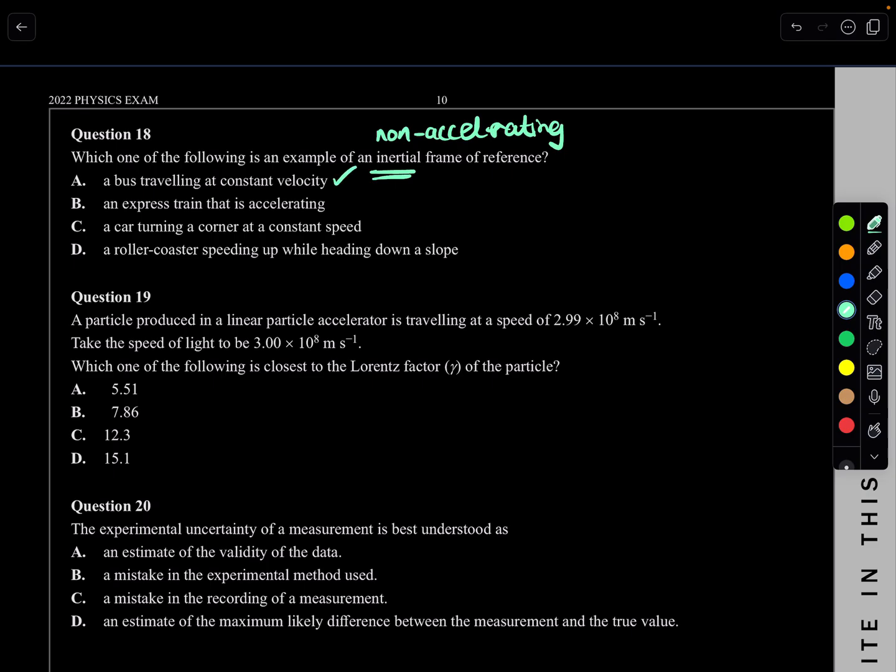An express train that is accelerating. Wrong. We don't want acceleration. A car turning a corner at a constant speed. A lot of students don't know this, but they see constant speed and think it's the same as constant velocity. Wrong. Because it's turning a corner, the direction is changing. Velocity includes both magnitude and direction, so if direction is changing, velocity is changing, and there is going to be acceleration. So that's wrong. D, a roller coaster spinning up while heading up and down a slope. Again, this is accelerating. Only A is the best.